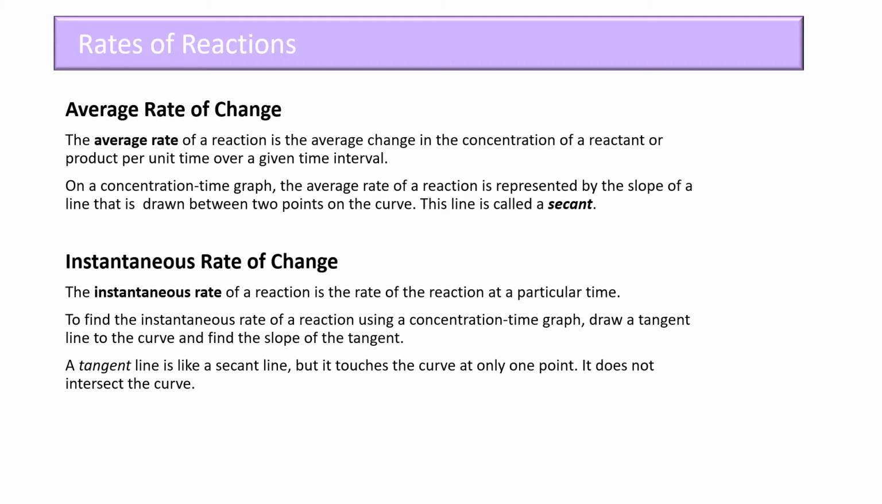The instantaneous rate of change is the rate of the reaction at a particular time. To find the instantaneous rate of a reaction using a concentration time graph, draw a tangent line to the curve and find the slope of the tangent. A tangent line is like a secant line, but it touches the curve only at one point. It does not intersect the curve at 2 points.